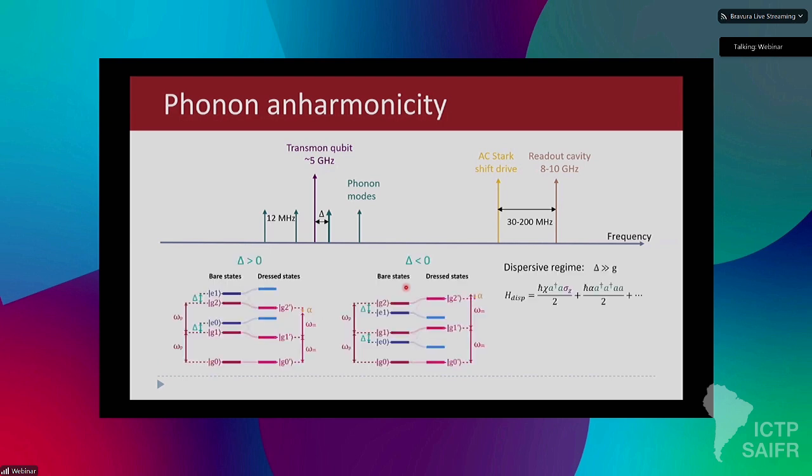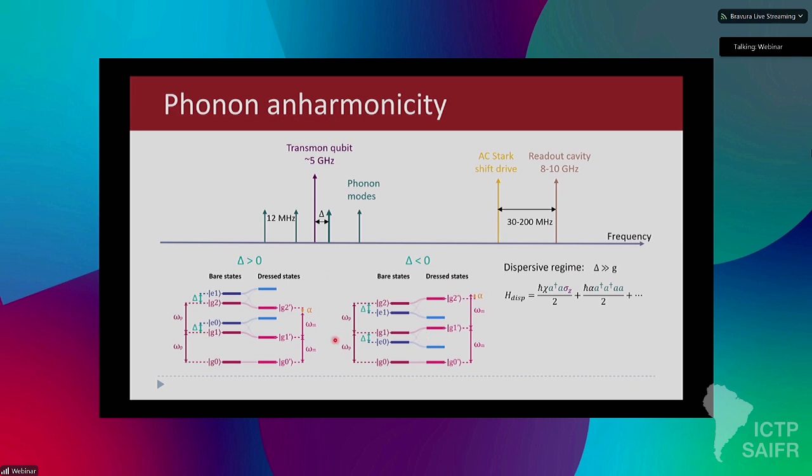Okay, so if we now look at the system consisting of the qubit and one of the mechanical modes, right? Basically what happens is that these two systems hybridize slightly in this so-called dispersive regime, where the detuning is much larger than the coupling.